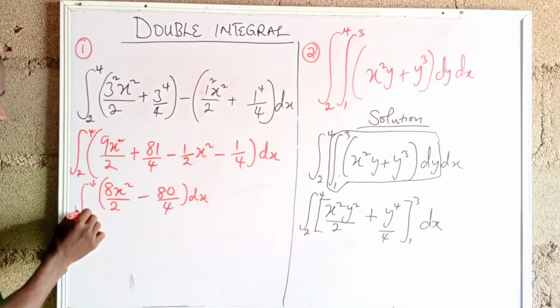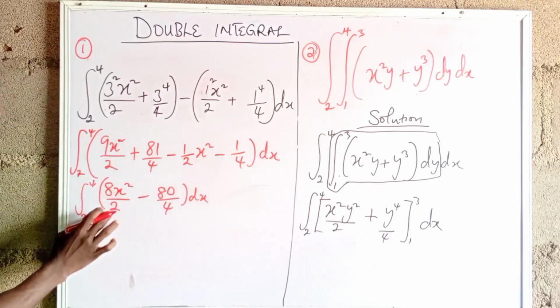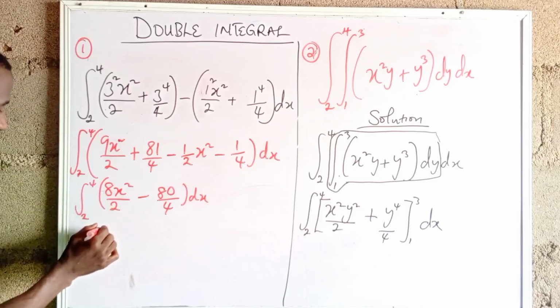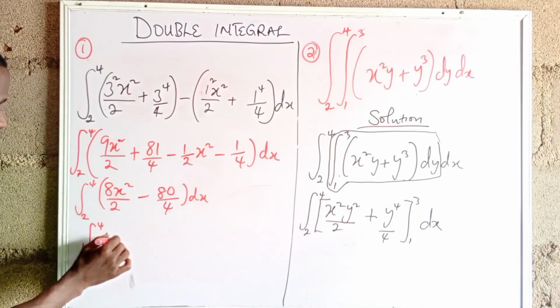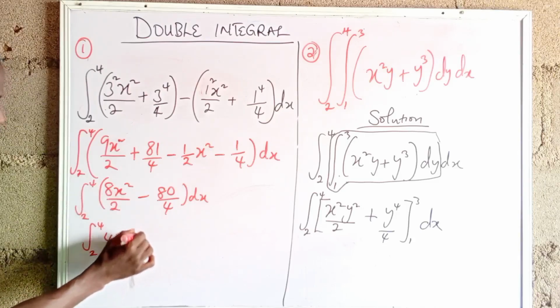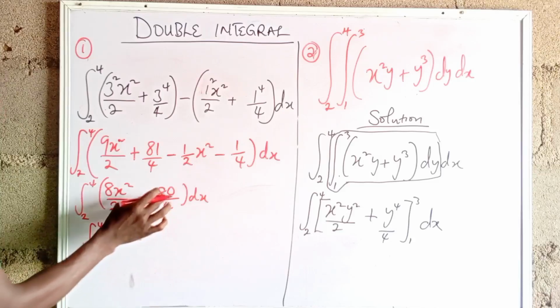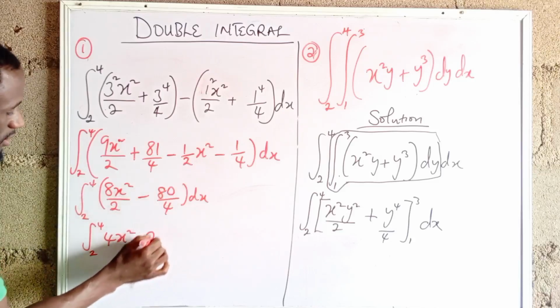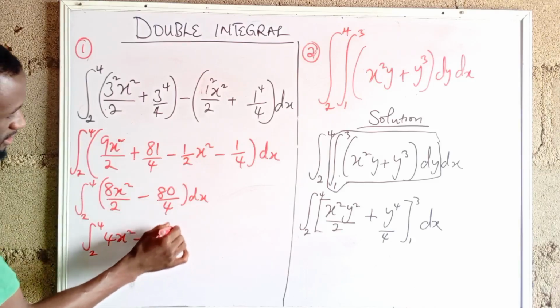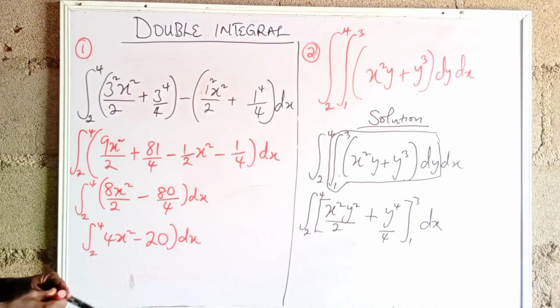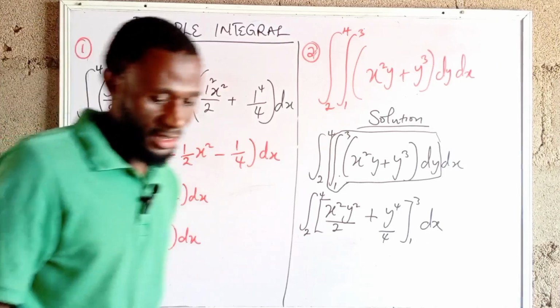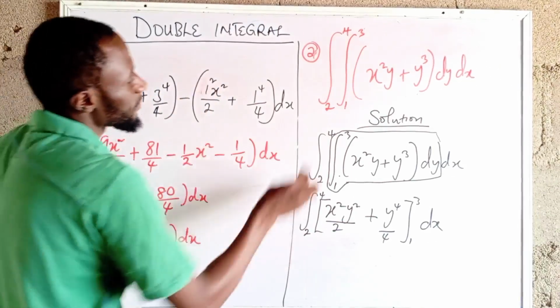That is the limit from 2 to 4. 8 divided by 2 is 4, so we have 4x squared minus 80 divided by 4, which is 20, dx. Okay, now we are going to take the second integral.